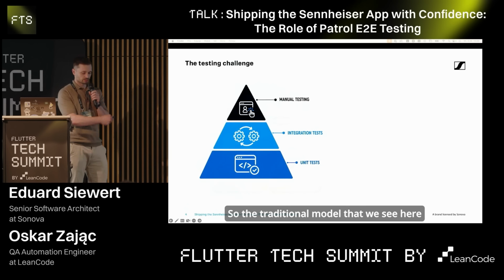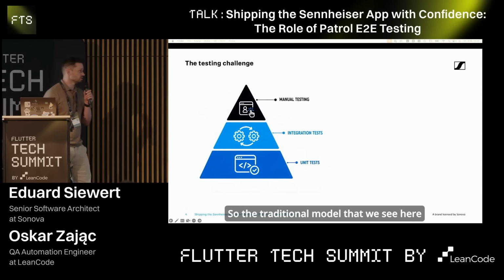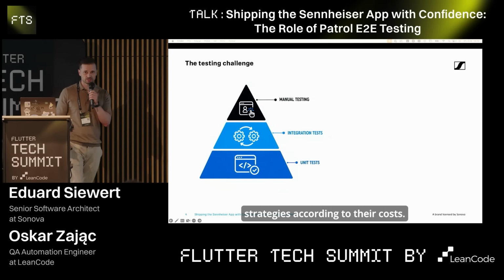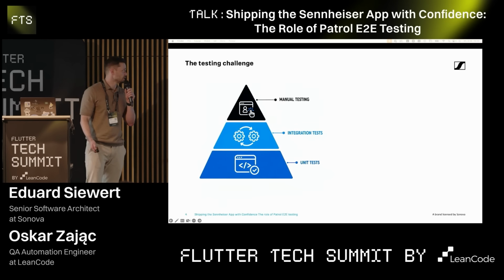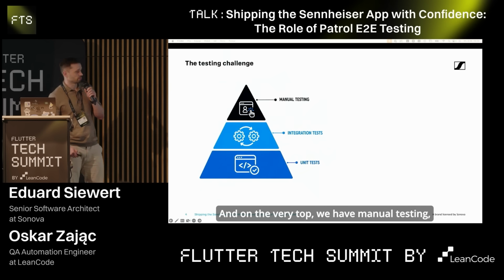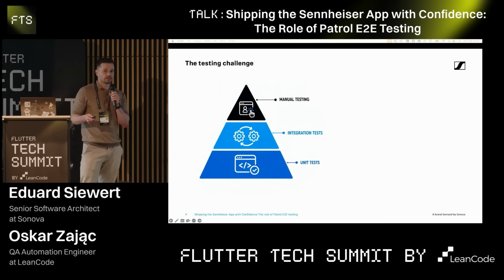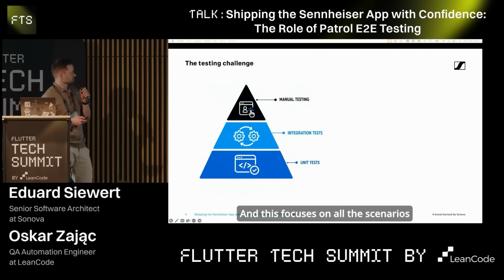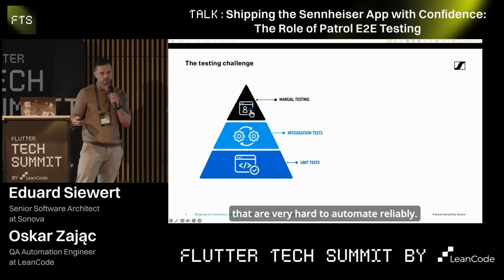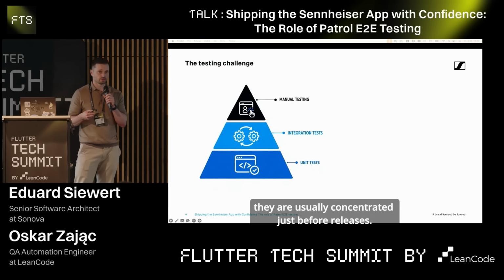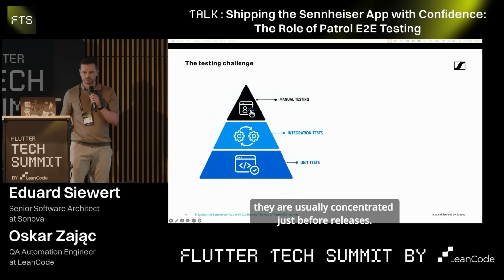So the traditional model that we see here is a testing pyramid, where we sort the different testing strategies according to their costs. And on the very top, we have manual testing, which usually includes end-to-end testing with the real hardware. And this focuses on all the scenarios that are very hard to automate reliably. And because these tests are expensive to run, they are usually concentrated just before releases.